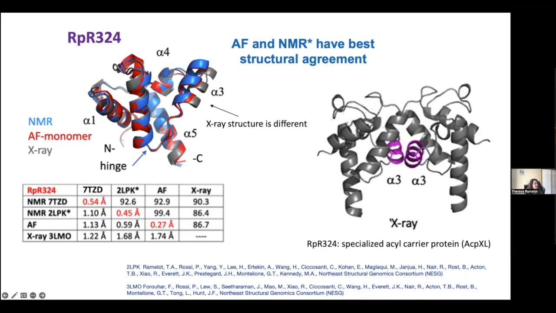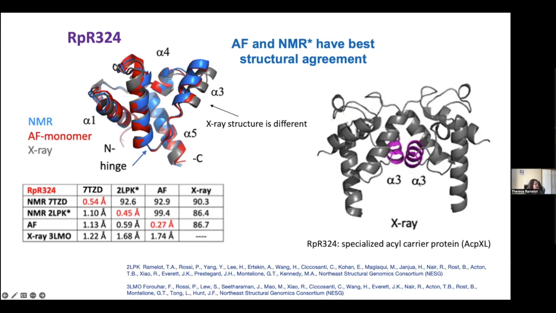So this protein is a specialized acyl carrier protein, and it is believed that its biological function is to carry these long acyl chains attached covalently to a serine group and a phosphopantetheine group, and it has to open up this hydrophobic cavity to let the acyl chain in there. So in the crystal structure, there is a dimer interface that has buried surface area, and it makes this cavity.